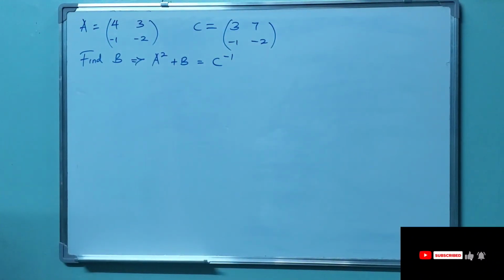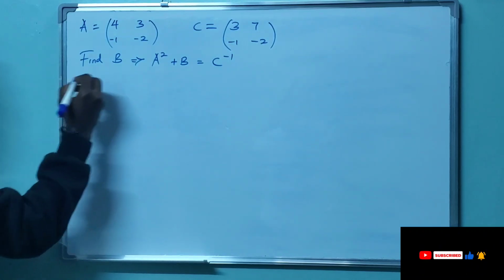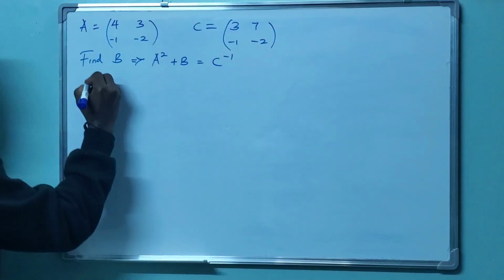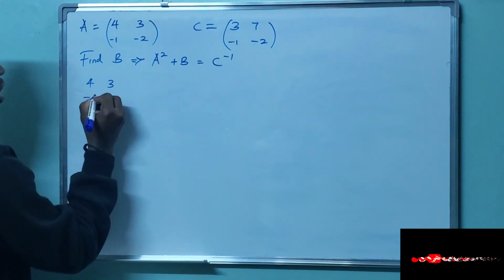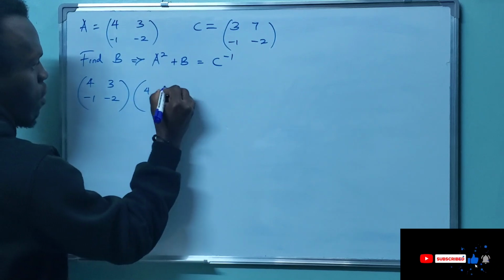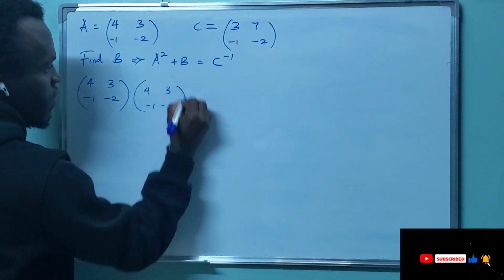So first of all, we are going to work out the square of A. Now, the square of A is like multiplying A by itself. So I'm going to come here, say 4, 3, negative 1, negative 2. Then 4, 3, negative 1, negative 2.